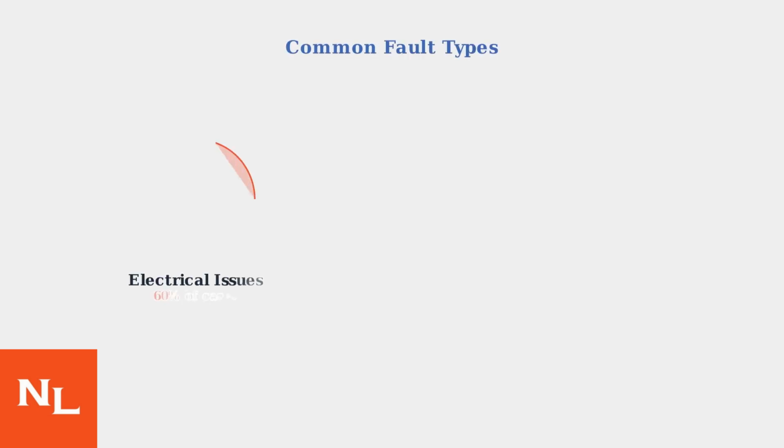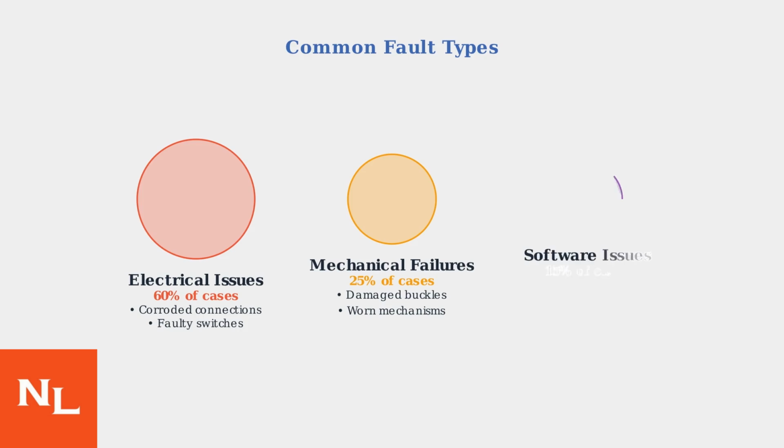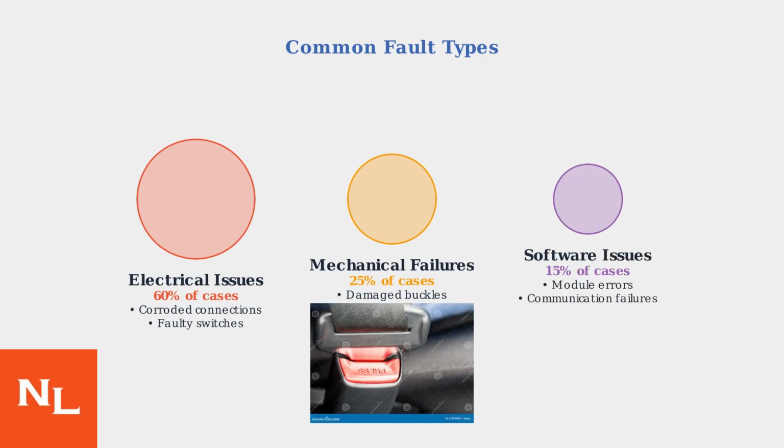Ford rear belt monitor faults fall into three main categories. Electrical issues account for 60% of cases, typically involving corroded connections or faulty buckle switches. Mechanical failures represent 25%, usually damaged buckle assemblies or worn spring mechanisms. Software and module problems make up the remaining 15%.